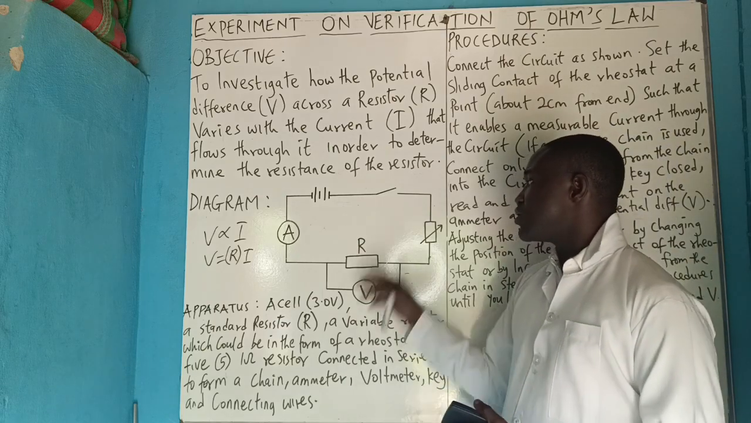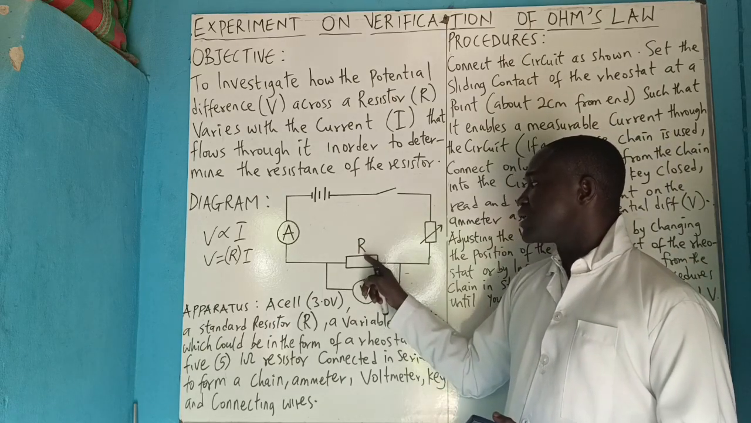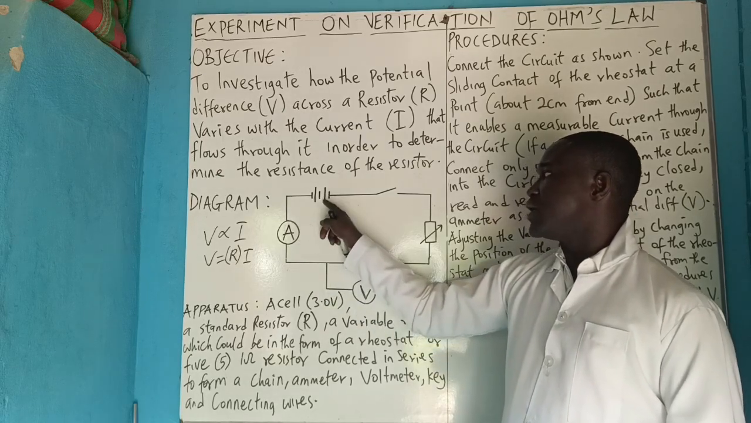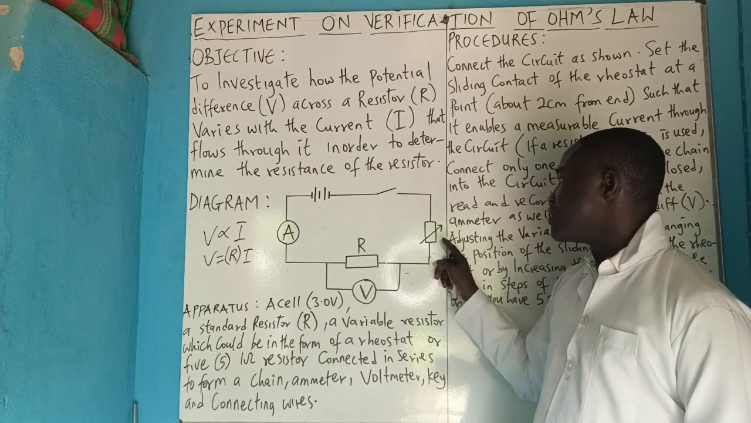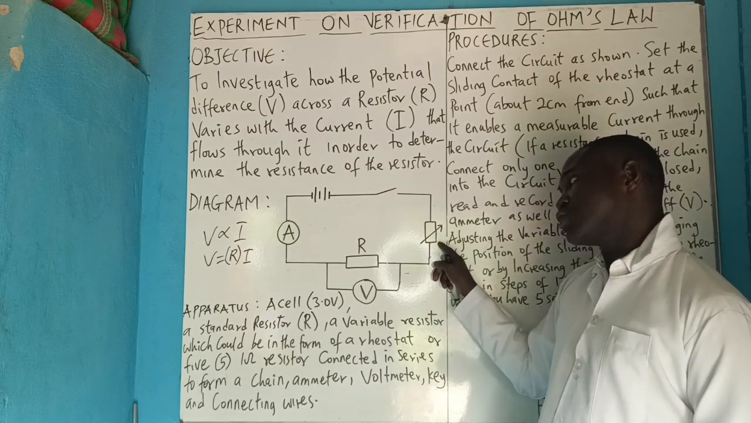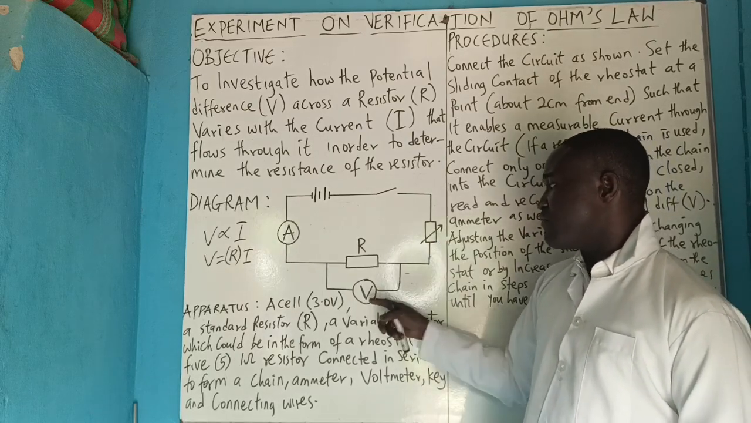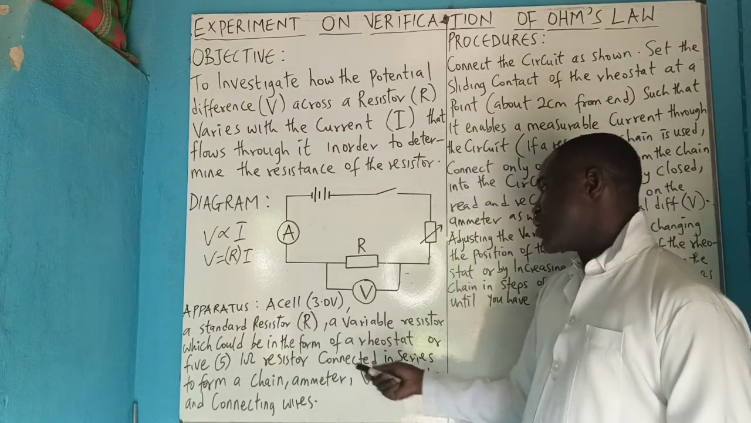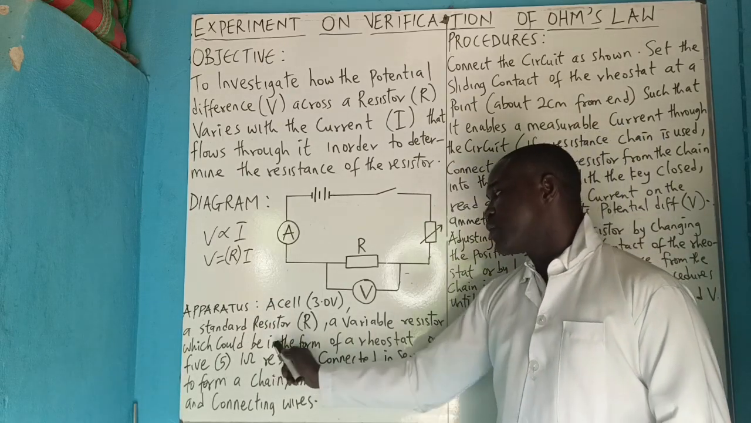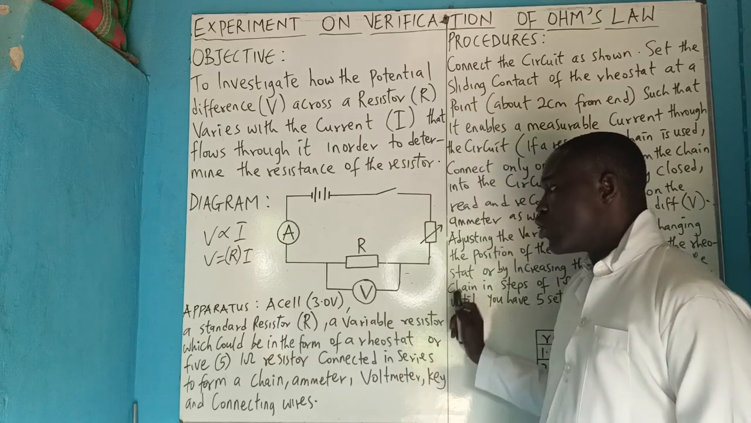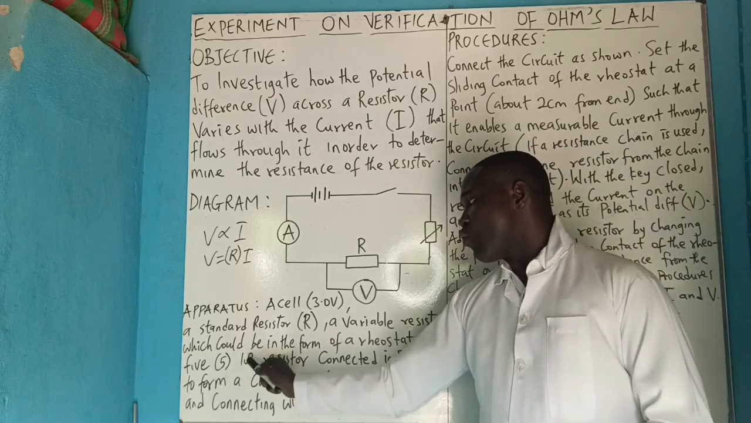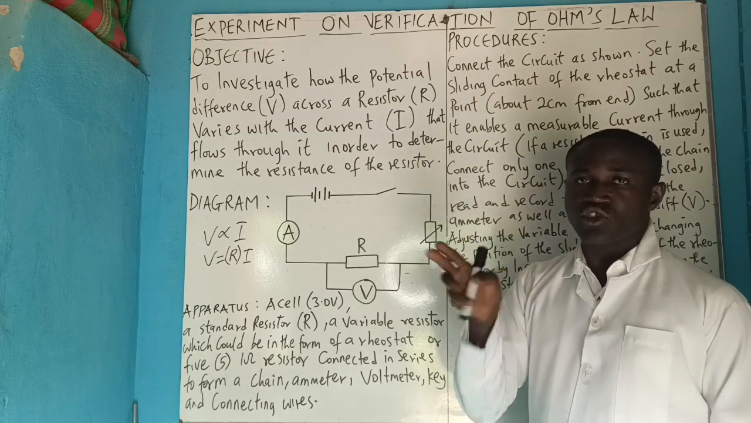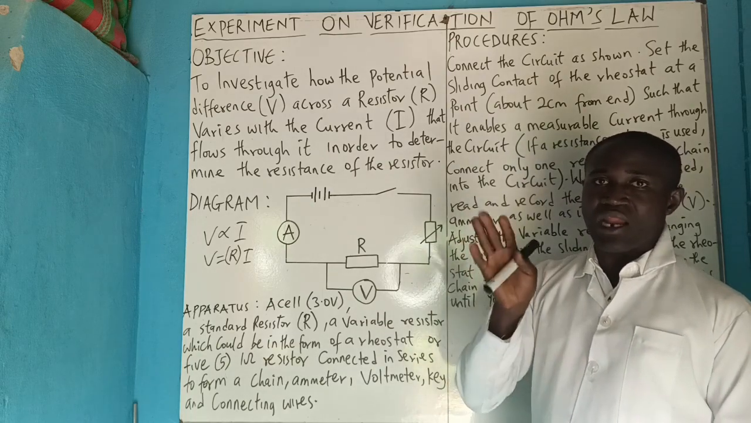This is the circuit diagram, the setup. Are you getting it? Where this is the standard resistor, the ammeter, the cell, the key, the variable resistor or what we call rheostat, and the voltmeter. Now look at the apparatus. Yes, we can use a variable resistor, which could be in the form of a rheostat, or we use 5 one-ohm resistors: 1, add another, 1-2, add another, 1-3, add another, 1-4.